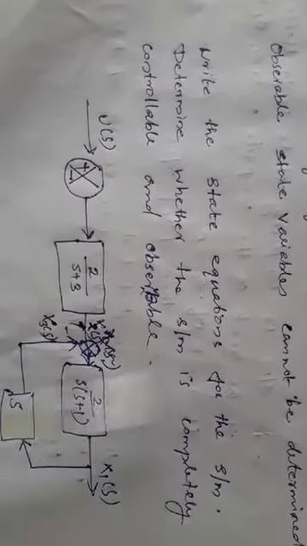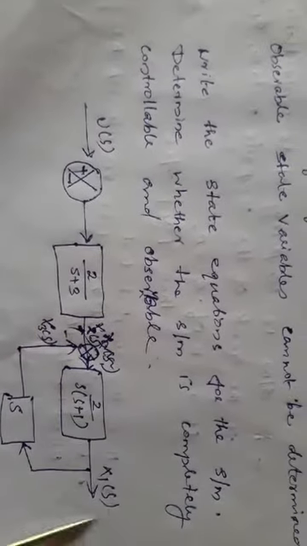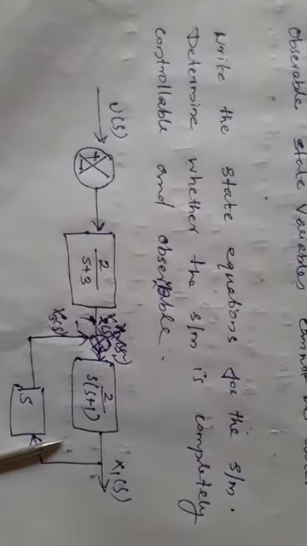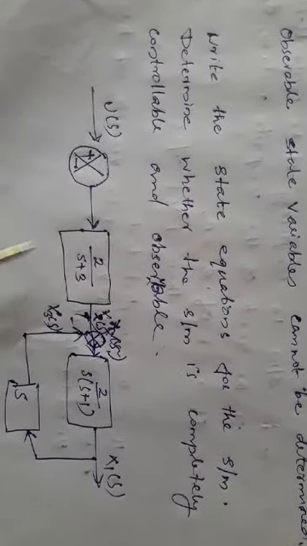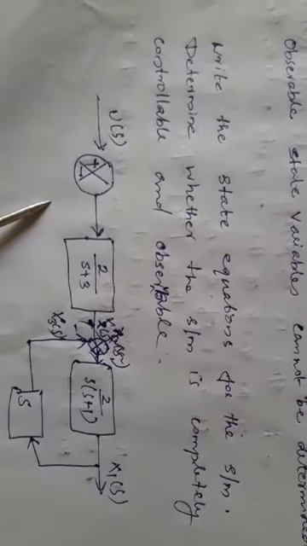Now, let us see an example. Here is a question. One state diagram is given. Write the state equation for the system and determine whether the system is completely controllable or observable. First, we have to derive the state model from the state diagram, and then we have to see whether it is controllable and observable.